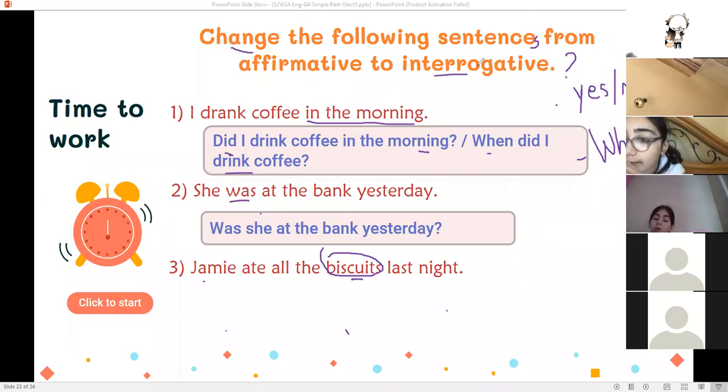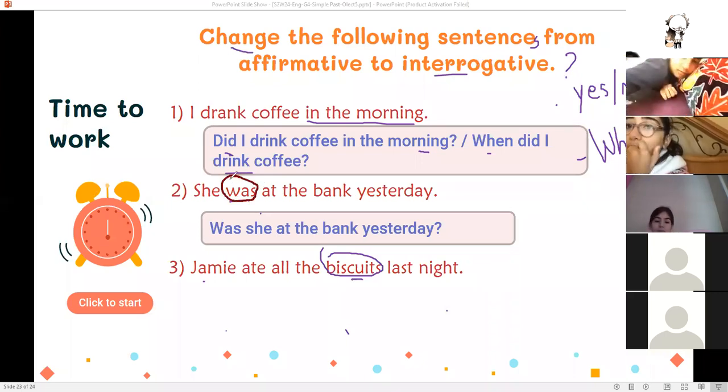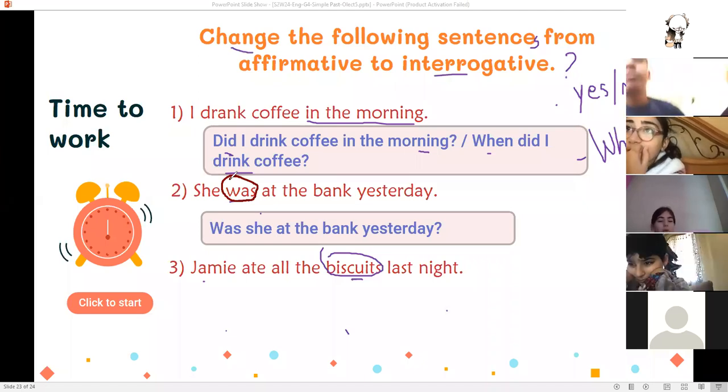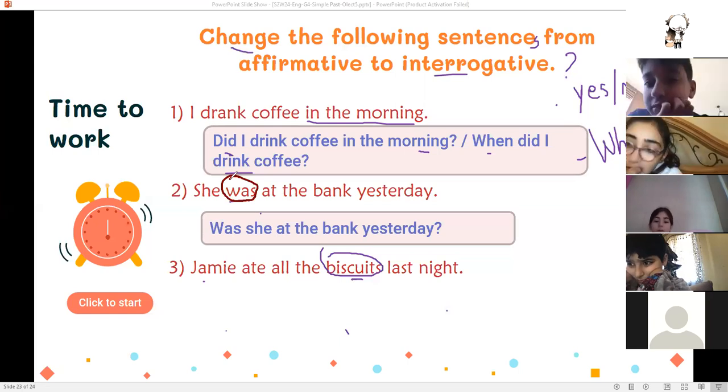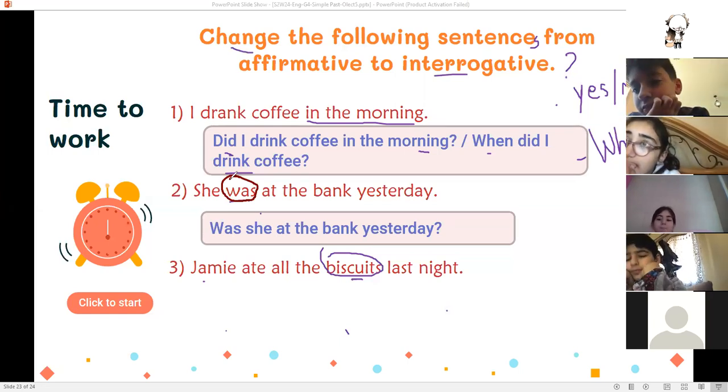Teacher, you can also ask, did she was at the bank yesterday? No, you cannot put did. You cannot put did if you have was or where. Oh, okay. It doesn't make any sense. Yalla Salma Tiba, number 3, and then we have a small activity.